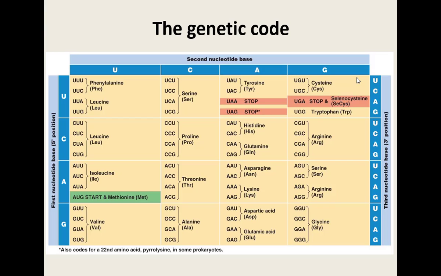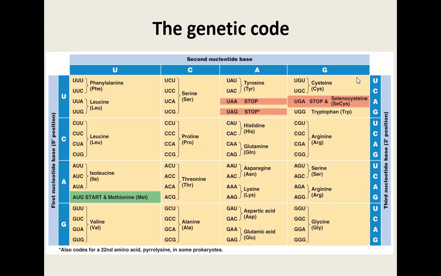Now, we do run into somewhat of an issue: there are 64 different ways to mix around A, U, C, and G into three-letter chunks. This is showing all 64 different ways you can mix A, U, C, and G into three-letter codons. But there are only 20 amino acids. So 64 different combinations for only 20 different amino acids. You'll notice that some of the codons all code for the exact same amino acid.